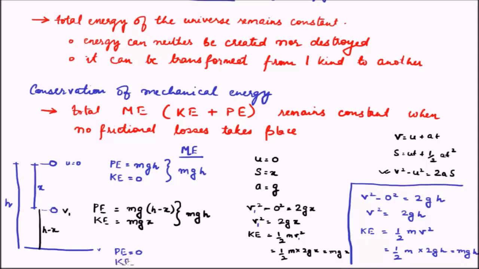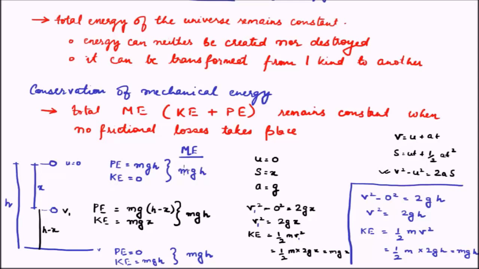Kinetic energy is equal to mgh. Potential energy over here is 0, assumed as the reference. So if we add these two, the potential energy and the kinetic energy, the total mechanical energy adds up to mgh again. So through this example of a ball dropped from a height h, we see that the total mechanical energy remains constant, remains the same at any point during the trajectory of its fall.